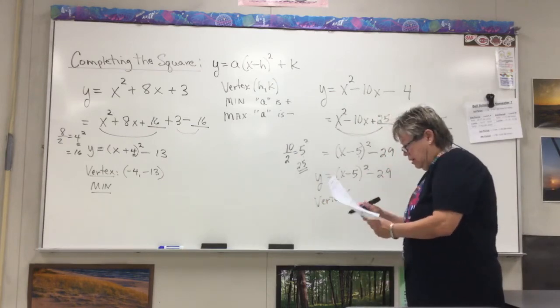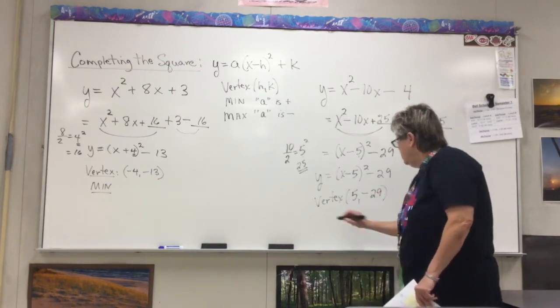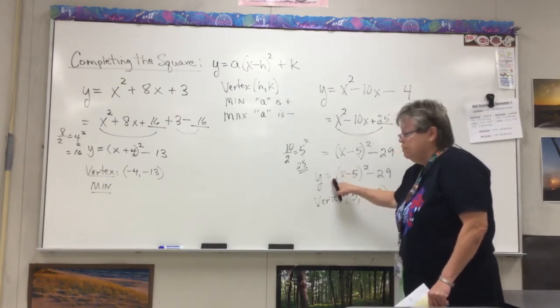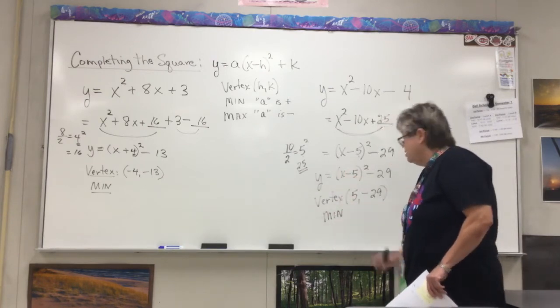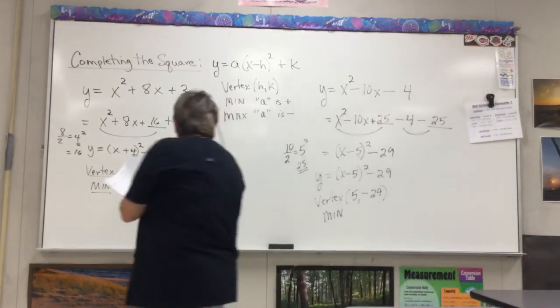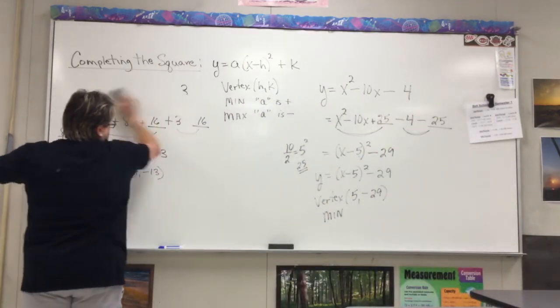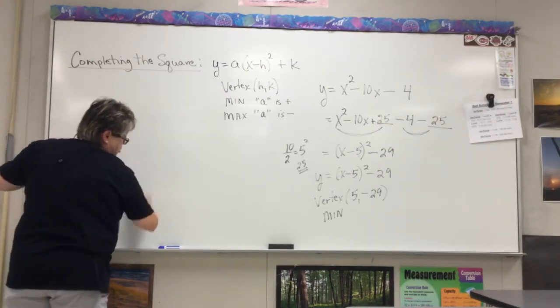So we're sitting there at 5, -29. Okay, and again, we have a positive understood 1 in front, so that'll say our vertex is a minimum point. Okay, so that's working out very well. All right, so what if we don't have just a nice 1 in front of x squared to start with?